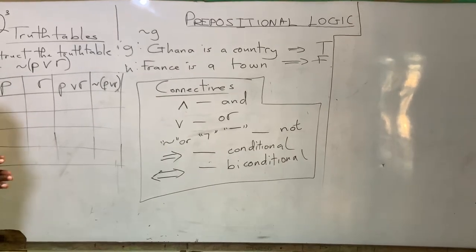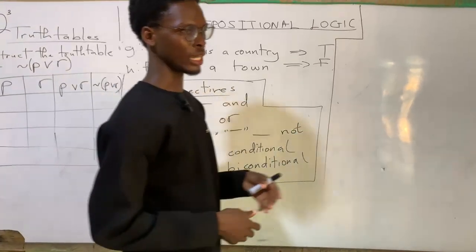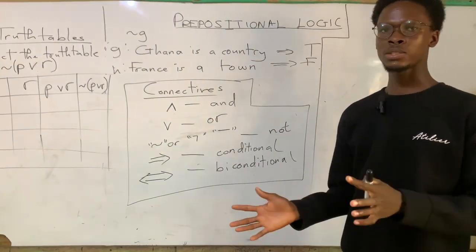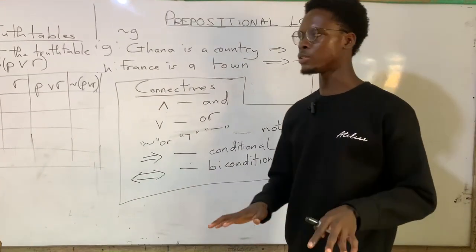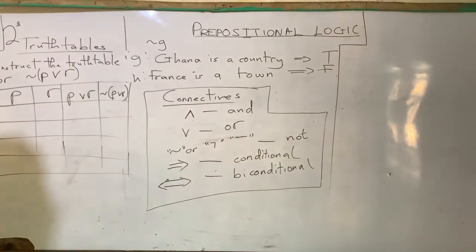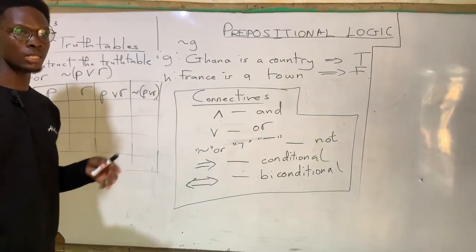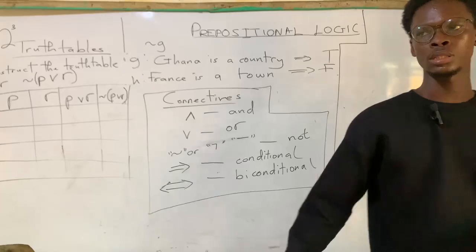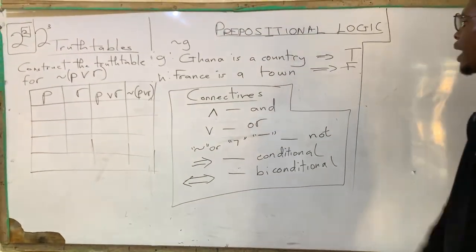The logical connectives. So logical connectives are like conjunctions in English, right? The conjunction links two simple sentences together to form a compound sentence. Yeah, I need to slow down. So it links two simple sentences together to form a compound sentence. That is a conjunction. But a connective does a similar job of linking two simple statements together to form what? A compound statement, right?